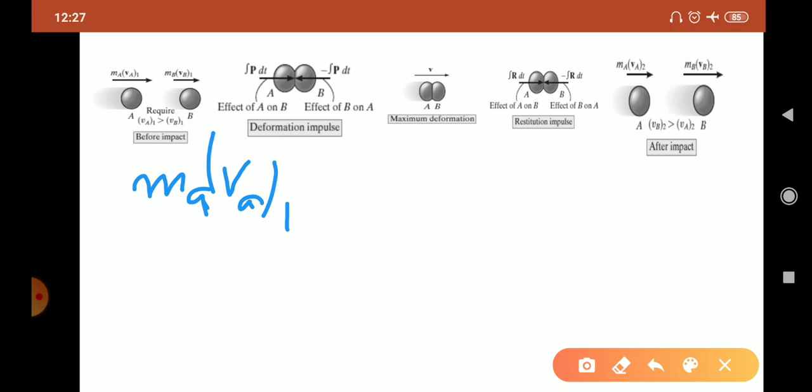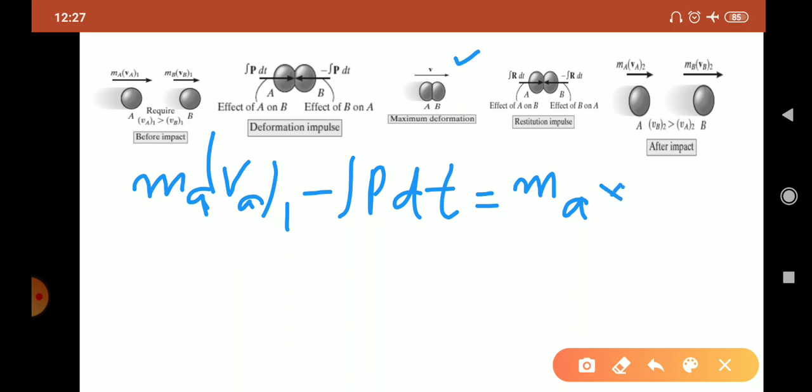Now in this case, the deforming impulse acting on body A is minus P dt. When we add this impulse, what will we get? After this impulse, both bodies are moving with velocity v. So for body A, we'll get ma into v. This is equation number 1. Please take a pen and register with you while doing this derivation, because this is important and you need to note it down step by step.